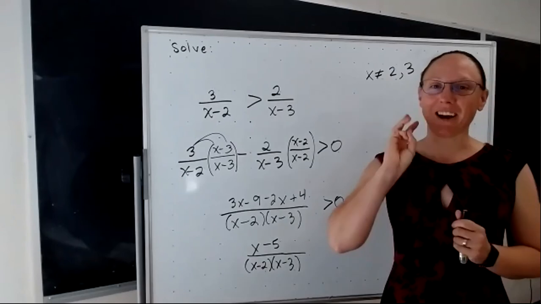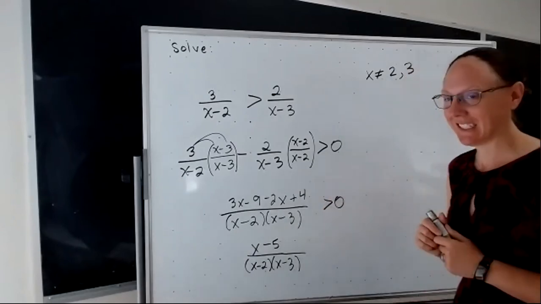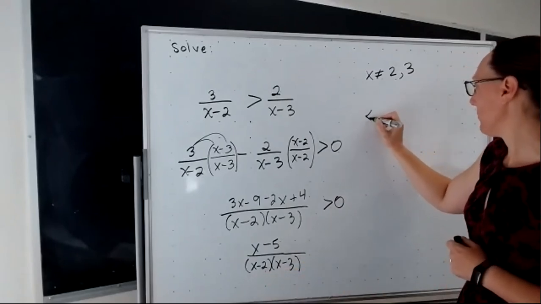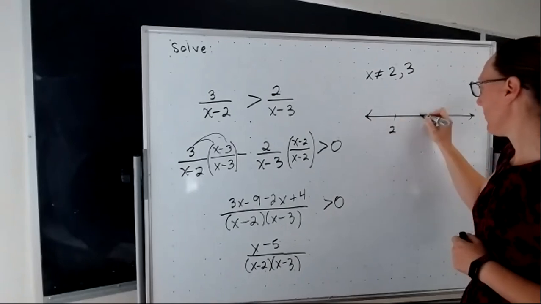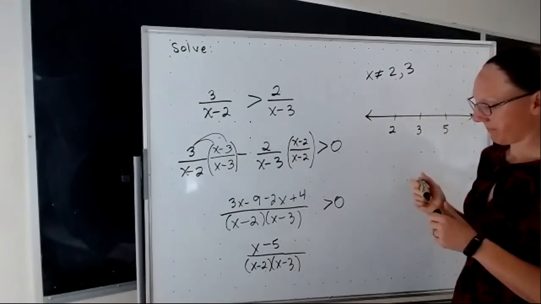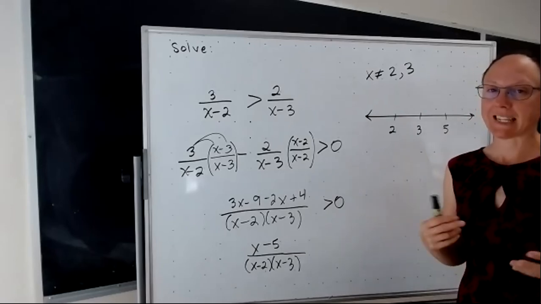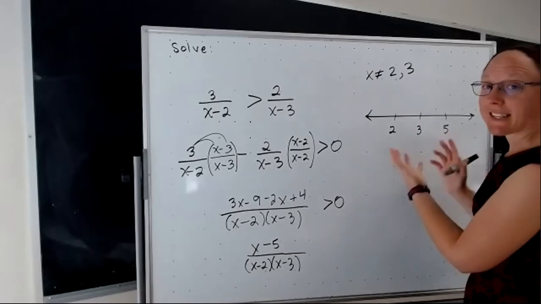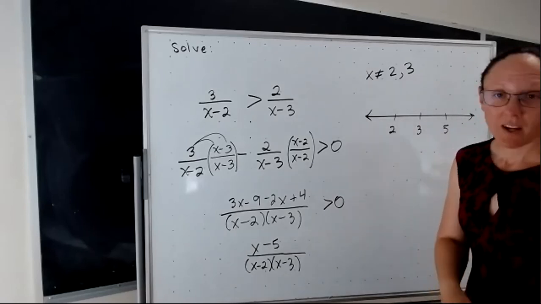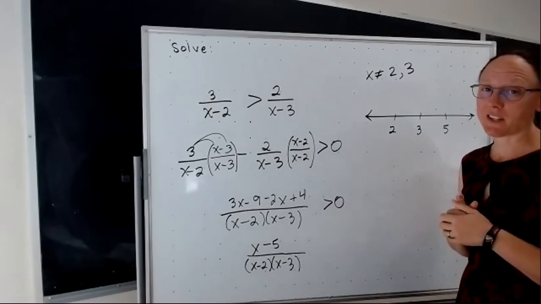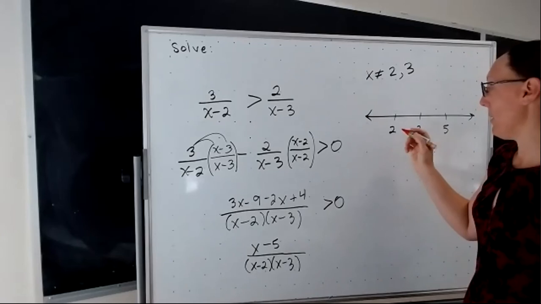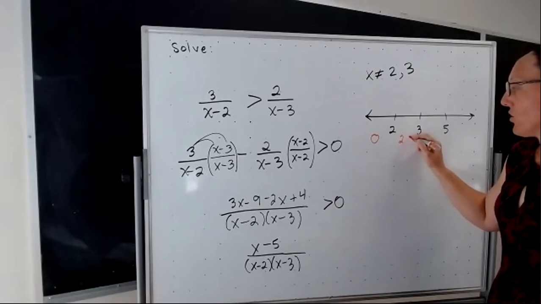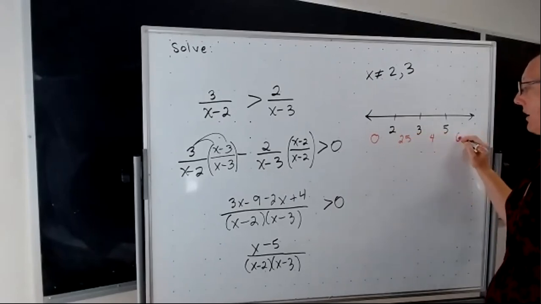So now I've got 3 things for my number line. I need a 5, a 2, and a 3. Isn't that fun? It's up to you. But I know that we're going to have 4 test points to plug in now. I'm going to choose 0, 2.5, 4, and 6.